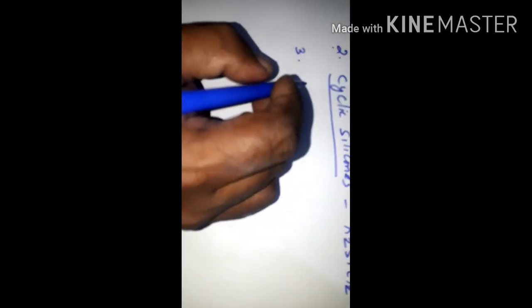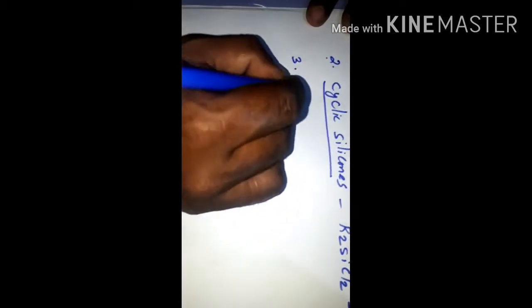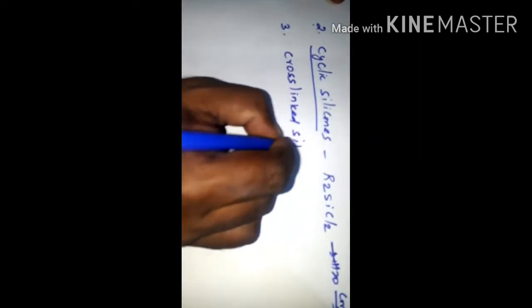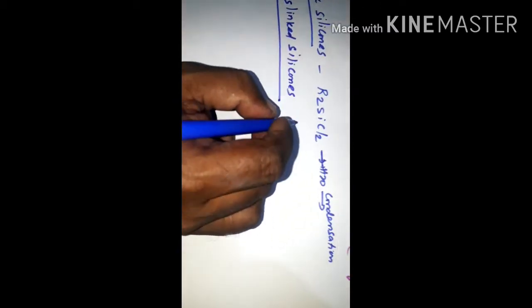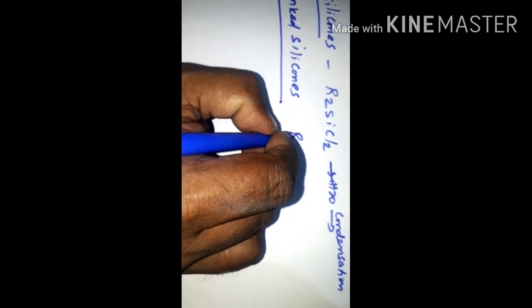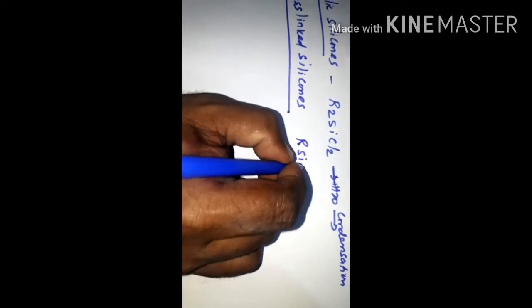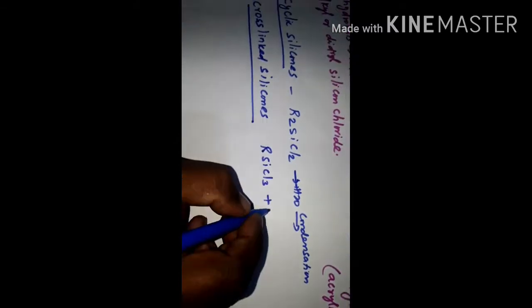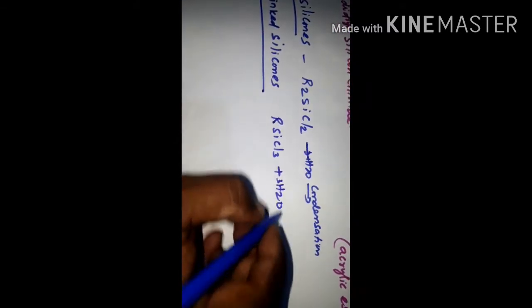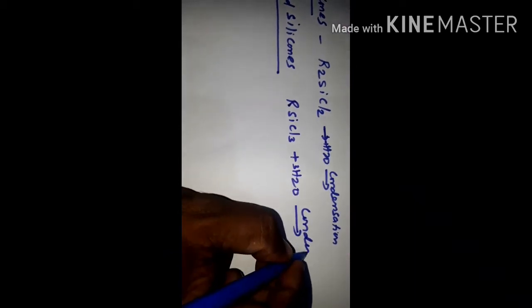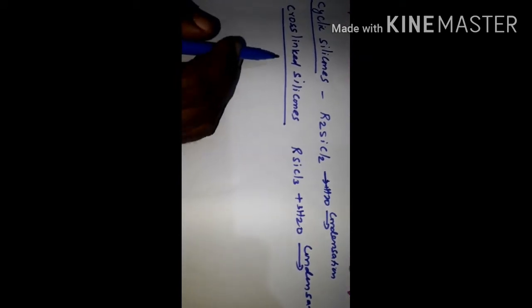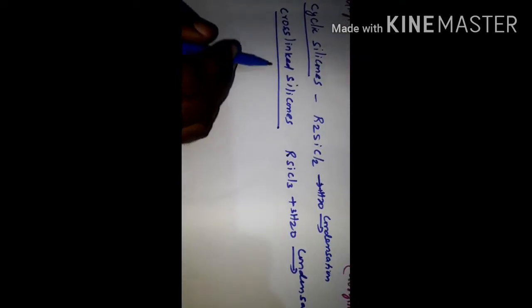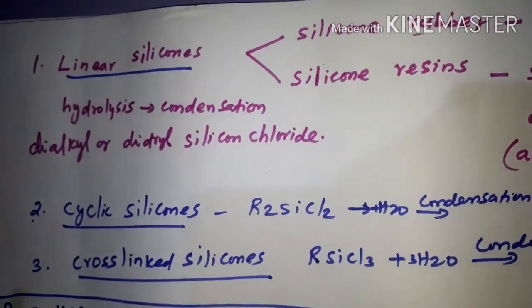Then the third type is cross-linked silicones. So it is obtained from monoalkyl trichlorosilanes. So add water, that is hydrolysis, then condensation. We are getting these cross-linked silicones. So that's all about the types of silicones.